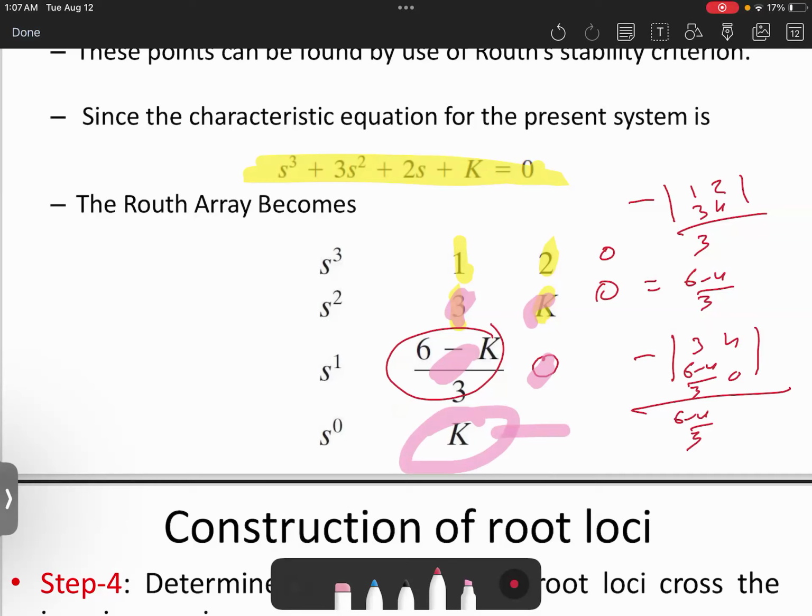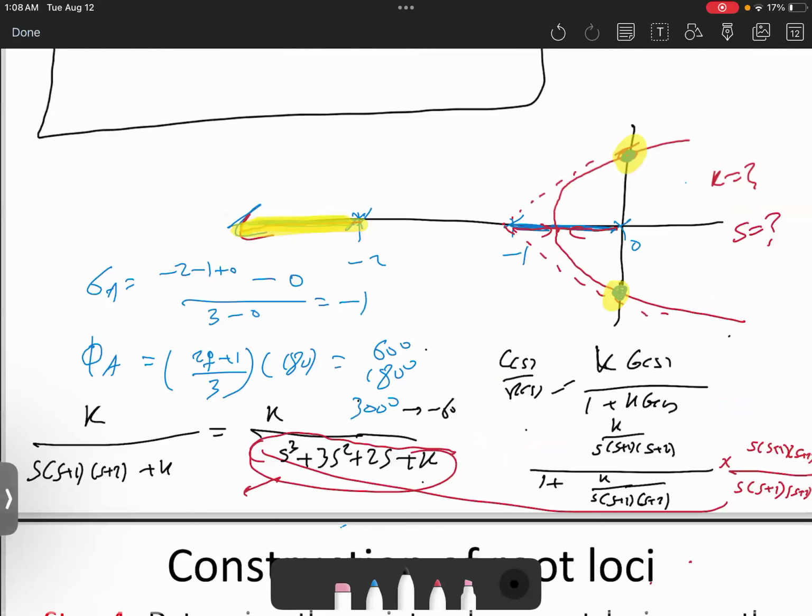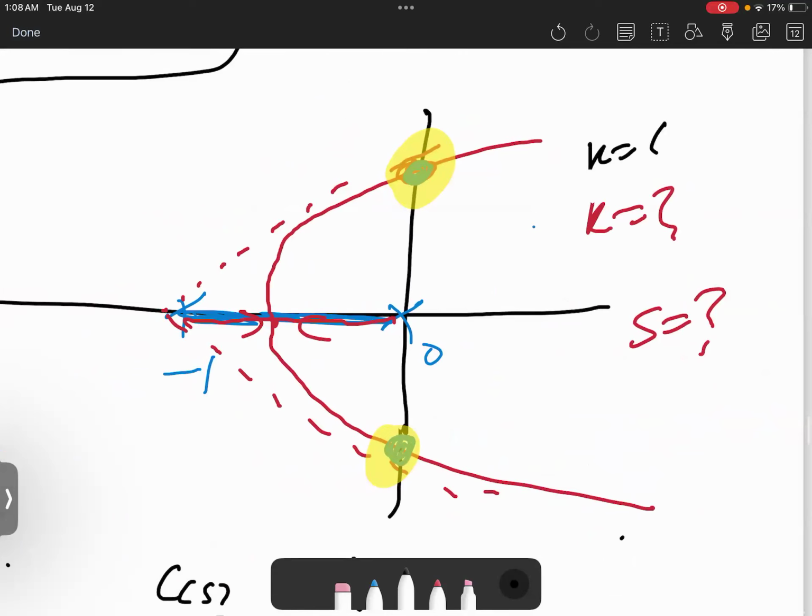After that, to make sure the system is stable, we need these conditions met: k larger than 0, and (6 minus k) divided by 3 larger than 0. Therefore, this yields k less than 6. As a result, to make the system stable, k must be bounded between 0 and 6. This is the stable region. The system will be marginally stable at the border when k equals 6. This is the critical k. If you increase k more than 6, the system will be unstable.